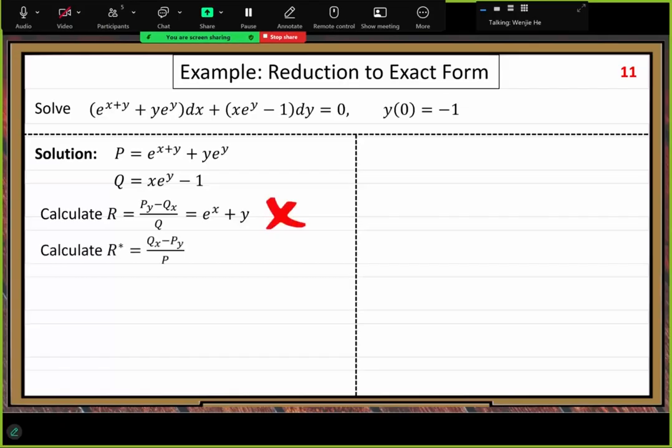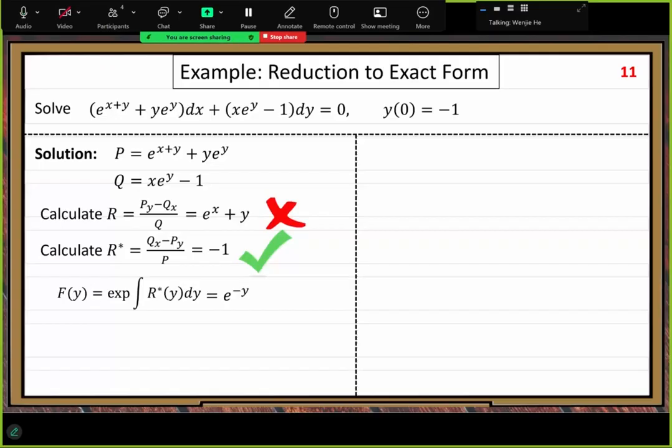All right. So then let's calculate R star. R star is -1. So then it's a valid candidate, right? So we can calculate the integral. So f of y equals the exponential function of the integral of R star, but R star is negative, that's easy. -1, right? The integral is -y. So e to the -y.